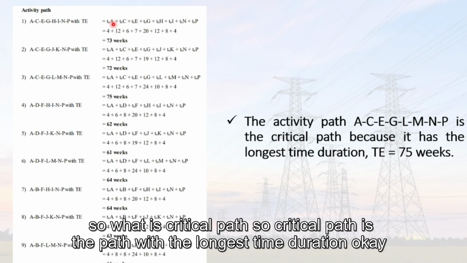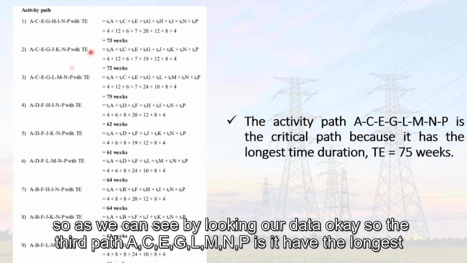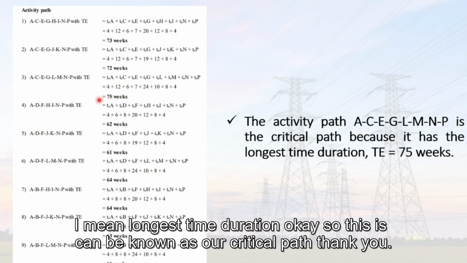So what is the critical path? The critical path is the path with the longest time duration. As we can see by looking at our data, the third path, A, C, E, G, L, M, and P, has the longest time duration. So this is known as our critical path.